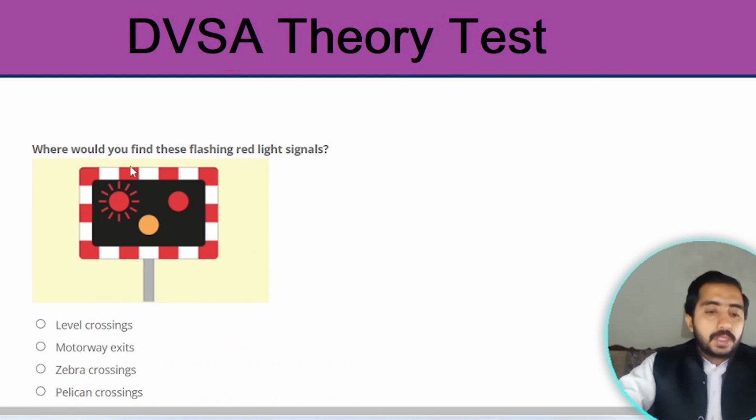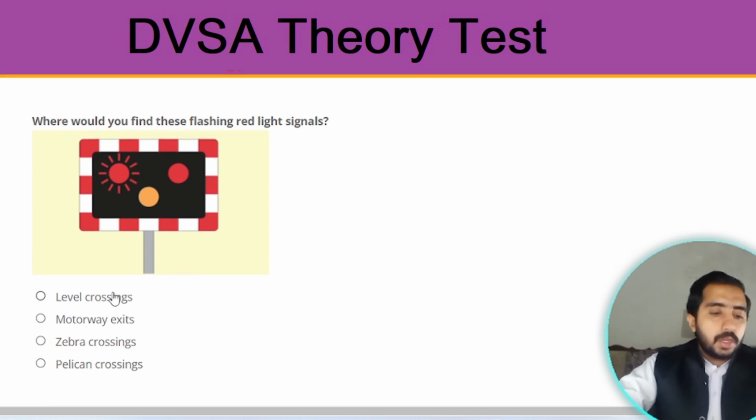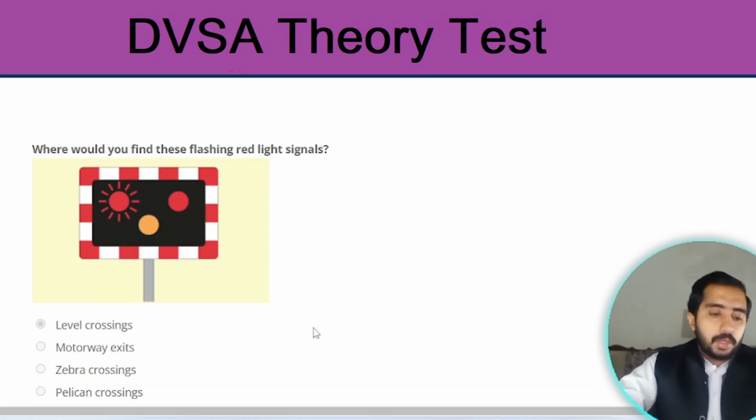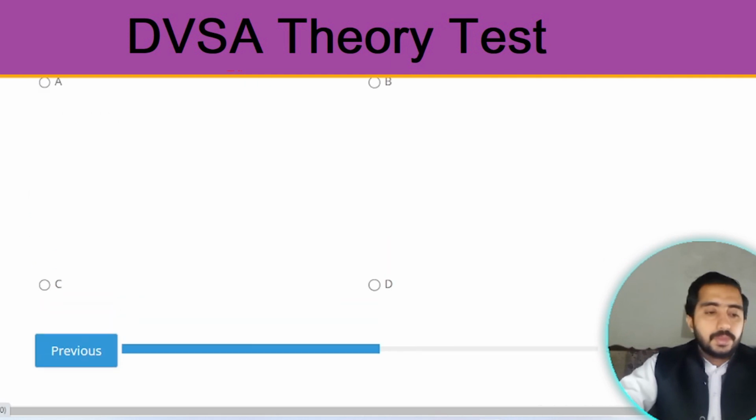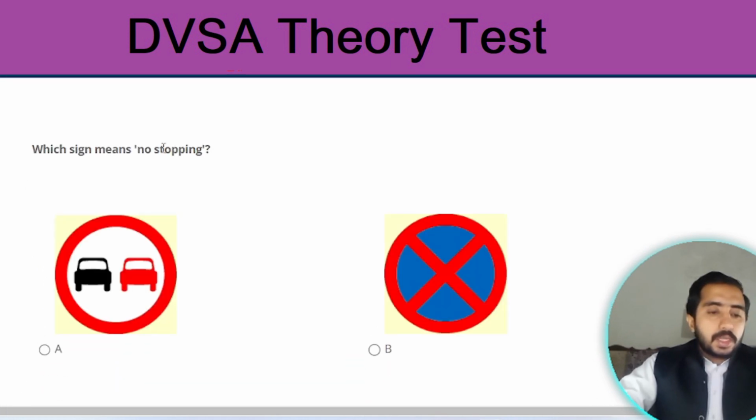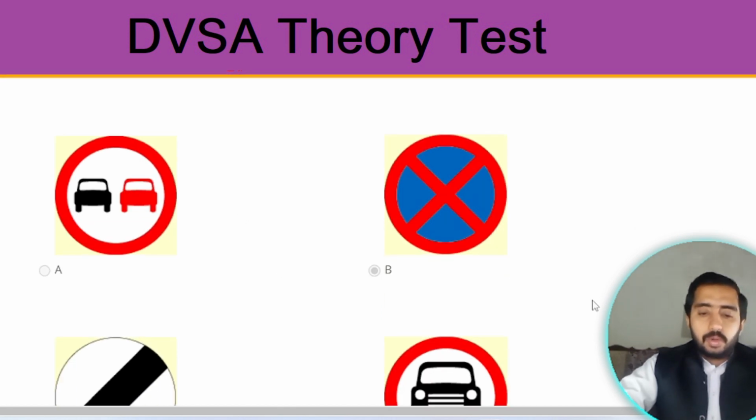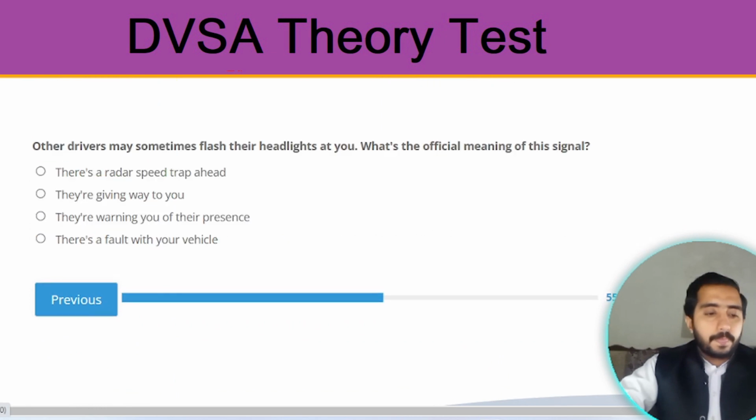This symbol, which is showing the red flashing light signals, we find because it's a level crossing. Option A. Okay, this sign is no stopping. Which sign is no stopping? Okay, the no stopping sign is B. We know that. Next one.